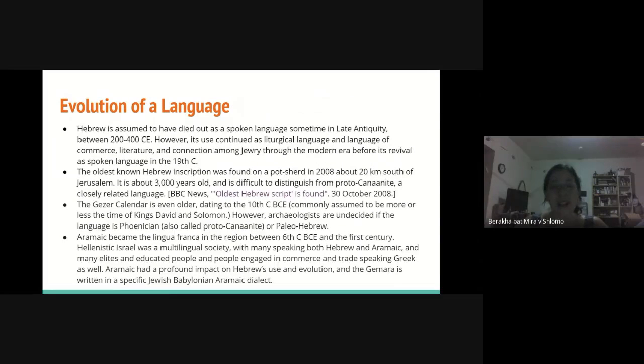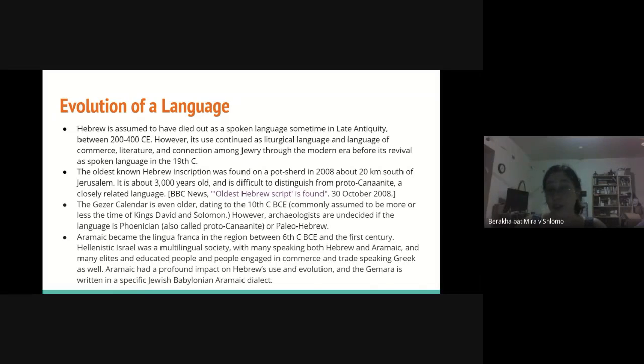Hebrew died out as a spoken native language sometime in late antiquity, somewhere between 200 and 400 CE. But it continued to be used as a liturgical language and a language of commerce, literature, and general connection amongst the scattered Jewish communities, again, well through the modern era until its revival as a spoken native language in the 19th century. The oldest known Hebrew inscription was found in a potsherd in an archaeological excavation in 2008, about 20 kilometers south of modern Jerusalem.